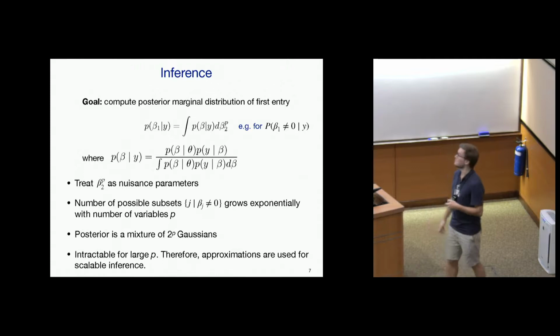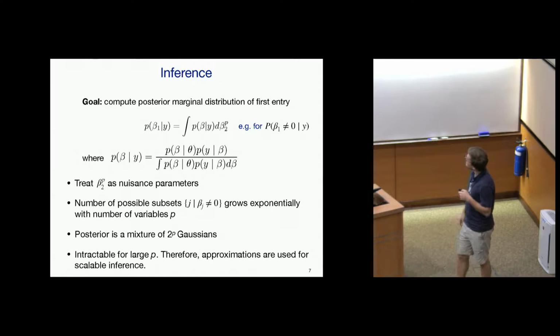So here is a goal to make our life a bit easier, to constrain our problem. We're only going to focus on marginal posteriors. Since the ordering doesn't really matter, we just focus on beta 1 without loss of generality. So we're going to try and find a marginal posterior for beta 1. For that, you take the full posterior and integrate out all the other betas. The full posterior is given by the Bayes rule, by this equation.